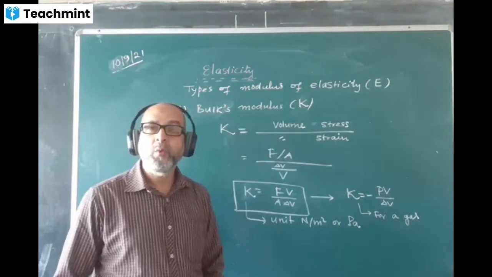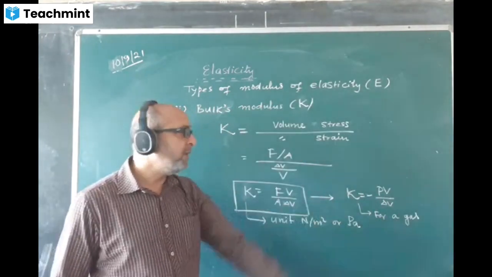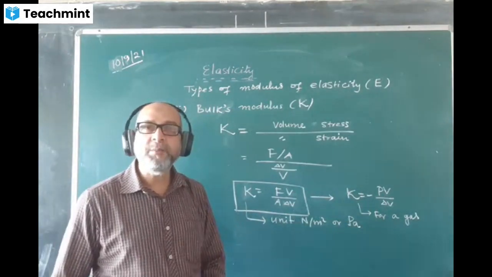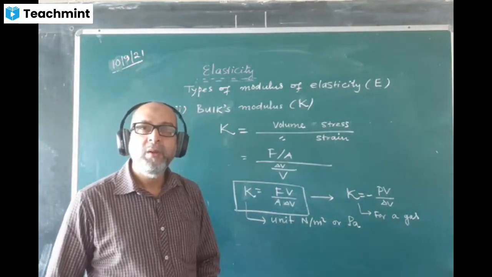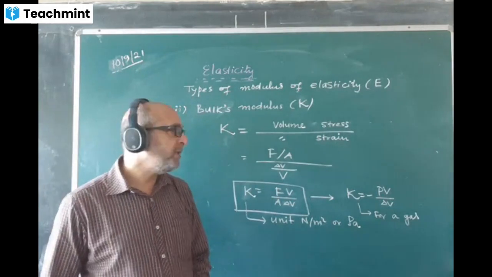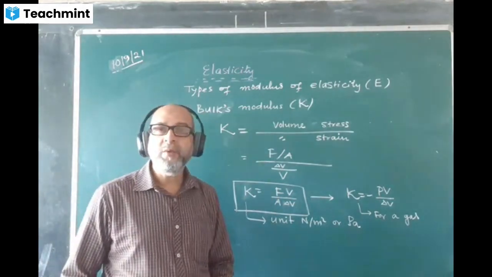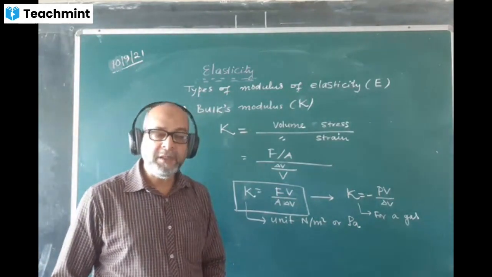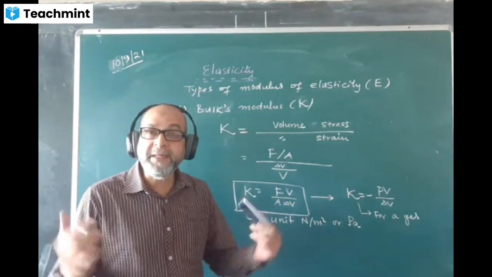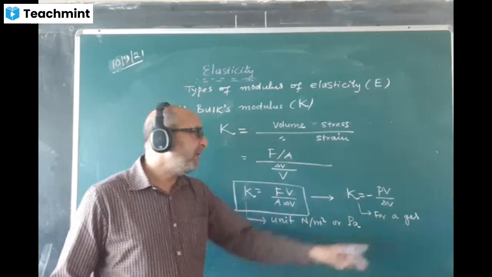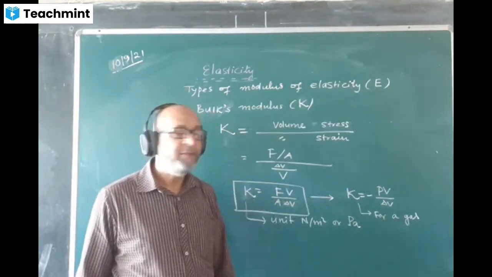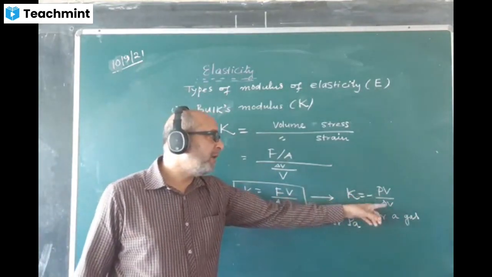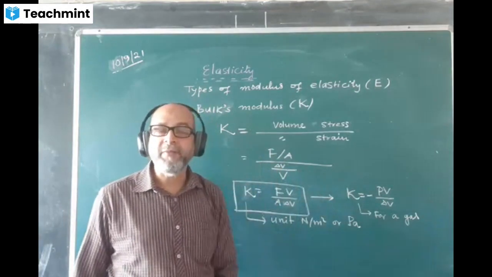signifies Boyle's law. You can write below that: here minus sign signifies Boyle's law. What is Boyle's law? Pressure is inversely proportional to the volume. That means with the increase of pressure, volume of the gas decreases. Then delta V will come negative. When we apply the pressure, the delta V in the volume will come negative.